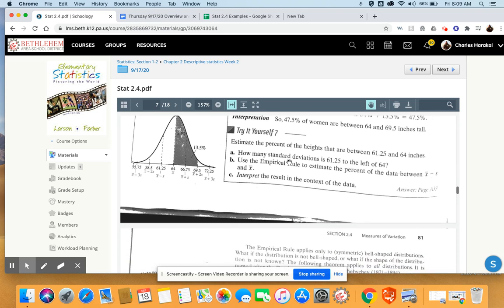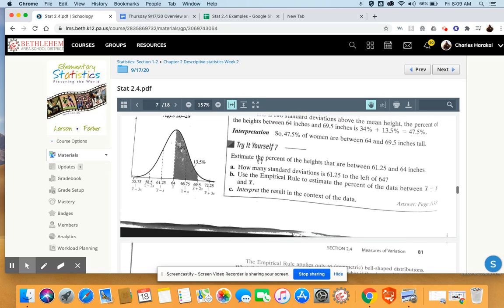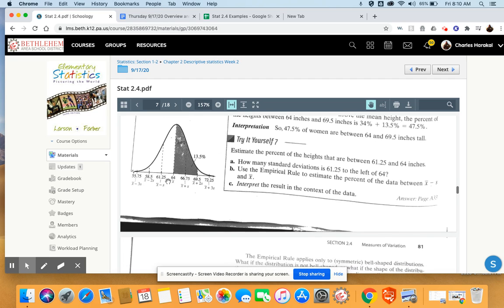Okay? The try it yourself problem, the next question. Estimate the percent of heights that are between 61.25 and 64. Well, since you have your drawing already done, look at 61.5. Look at 64. What space is in between? The answer to that's going to be 34%. This section of the bell curve right here represents 34% of your population.